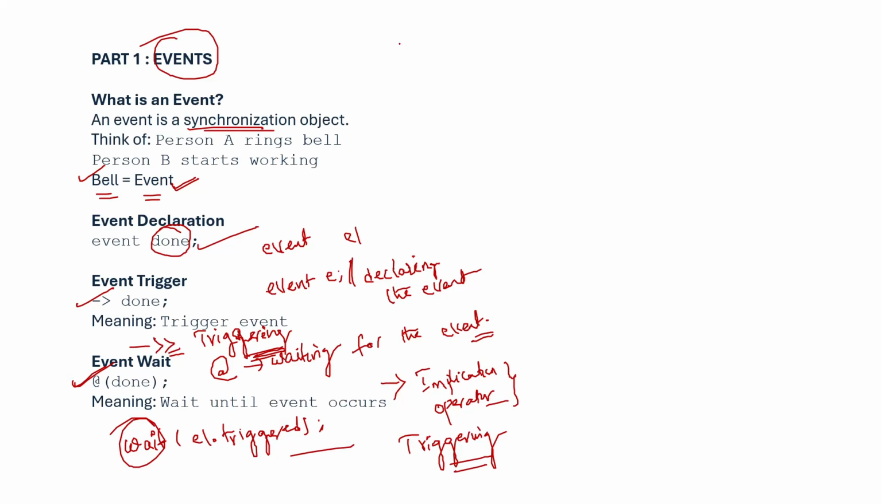So here: the triggering event, the non-blocking triggering event, the @ (at the rate) condition, and then the wait condition. Okay, four operators are there in the events.